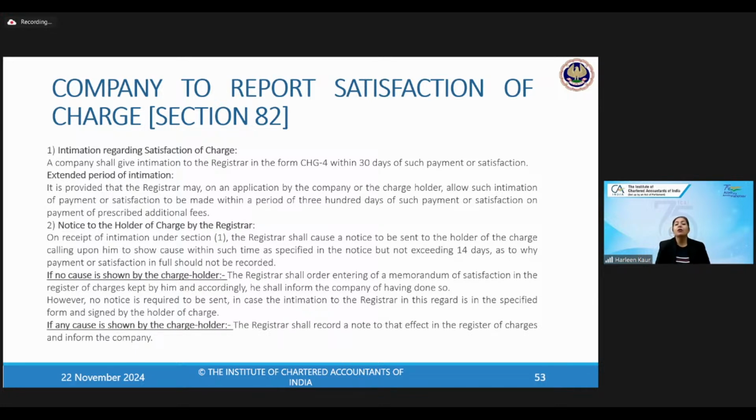The registrar, on an application by the company or chargeholder, may allow the payment of satisfaction to be made within a further period of 300 days. Now, what is it saying? How much is the extended time period given? From 4th July, 30 days. So let's say, simple example, 1st July, the charge got free. By 31st July, I shall get it registered. Yes or no? Yes, ma'am. 30 days after 31st July. I failed to get it registered by 31st July. Then how much extension will be given to me? What will be the extended time period that will be given to me?